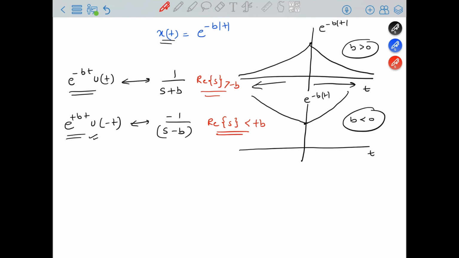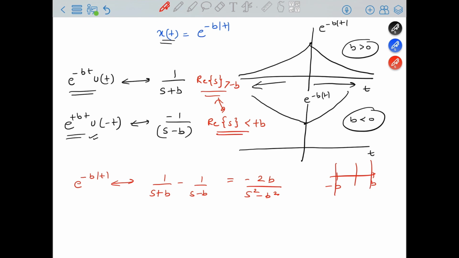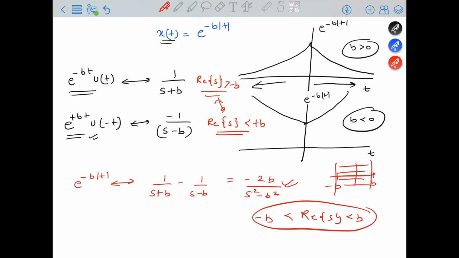So if we see the combination of these two, what will be the combination? We have x(t) as the combination of these two, so we can write e raised to the power b of mod t will have the Laplace transform of the combination of these two. So we have 1 upon s plus b minus 1 upon s minus b, that will be equal to minus 2b upon s square minus b square. And for the combination of these two Laplace transforms, we have a strip between these two values. So this is your minus b, this is your plus b, and we'll have the strip between these two lines. So we can say that the real part of s will lie between minus b and b. This is your region of convergence, and this is your algebraic form of this expression.